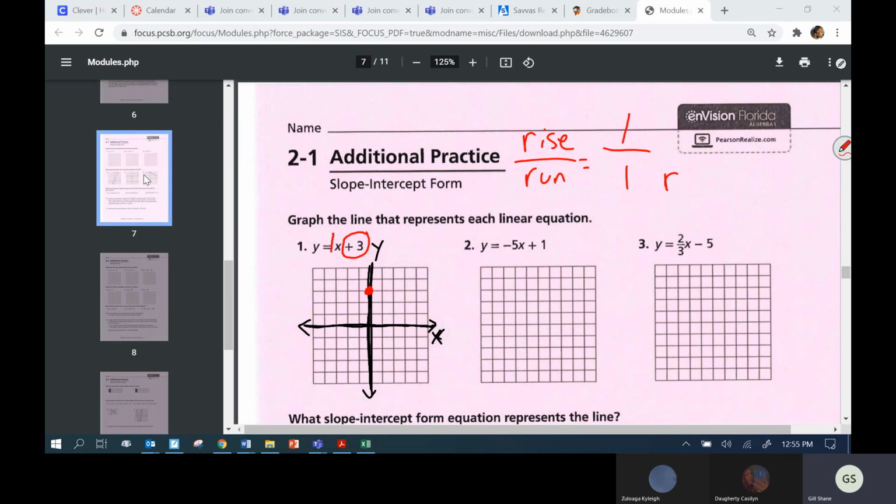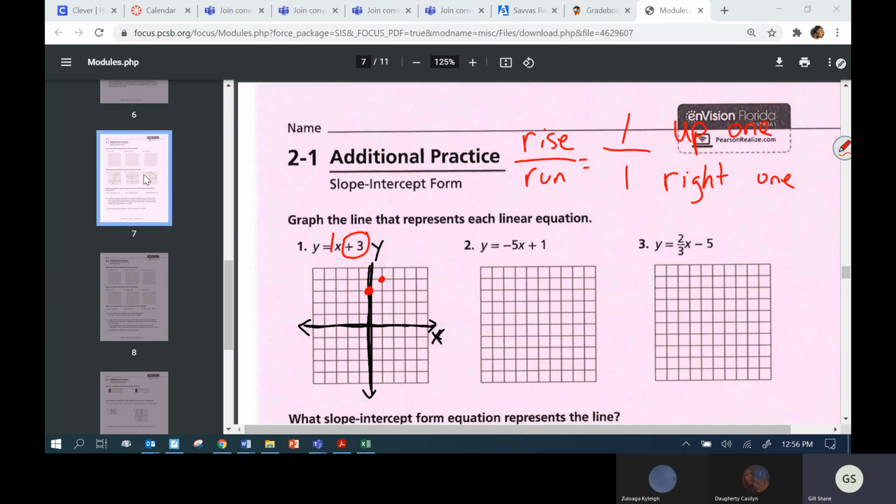A positive run of 1 means I go right 1. Positive means go to the right, and then obviously the number is 1. A positive rise number means I go up 1, because going up is a positive rise direction. So I need to go right 1 and then up 1, which puts me right there. I'm sorry, I shouldn't have said over. So that's how my line would look.